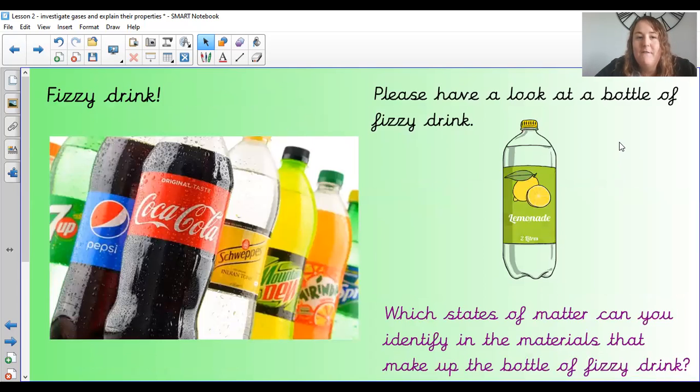Okay, so fizzy drink then. Today's lesson is going to be all about fizzy drinks, and we're going to be investigating gases by looking at fizzy drinks. So if you have one somewhere in your home, I'm not saying go and drink it, but if you can have a look at a fizzy bottle, that would be brilliant. And if you don't have one at the moment, do not worry, just have a look at some of the pictures on the screen. What states of matter can you identify in the materials that make up a bottle of fizzy drink?